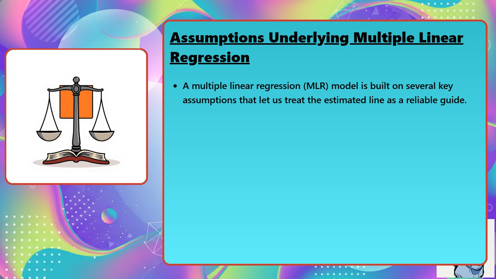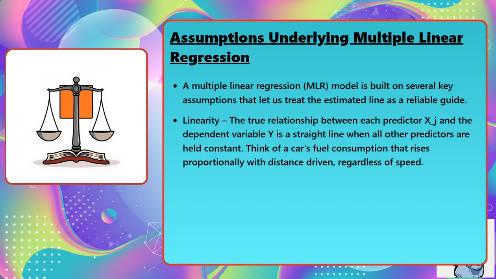A multiple linear regression, or MLR, model is built on several key assumptions that let us treat the estimated line as a reliable guide. Linearity: the true relationship between each predictor x sub j and the dependent variable y is a straight line when all other predictors are held constant. Think of a car's fuel consumption that rises proportionally with distance driven, regardless of speed.